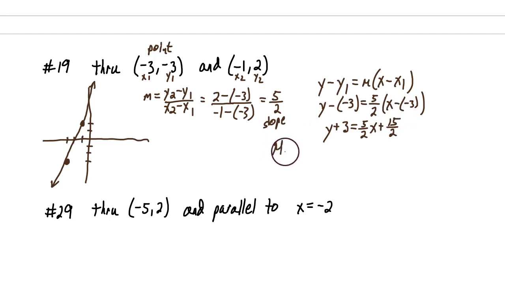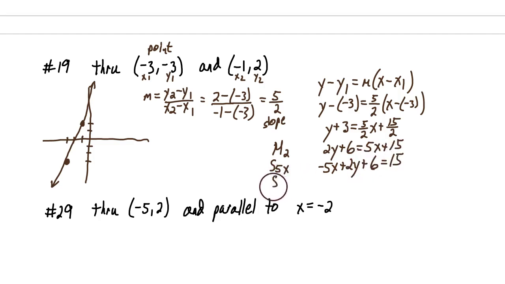Next, I'm going to multiply everything by 2 to remove the denominators. 2y plus 6 equals 5x plus 15. Now subtract 5x from both sides. Negative 5x plus 2y plus 6 is equal to 15. Now subtract 6 from both sides. Negative 5x plus 2y is equal to 9. Finally, let's make a positive leading coefficient. 5x minus 2y is equal to negative 9.